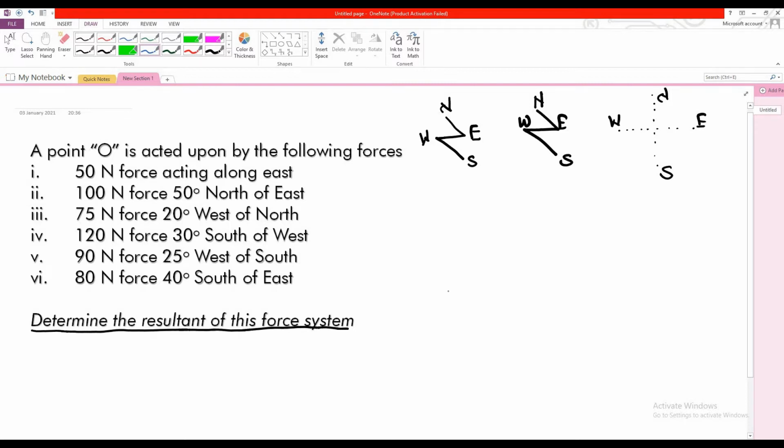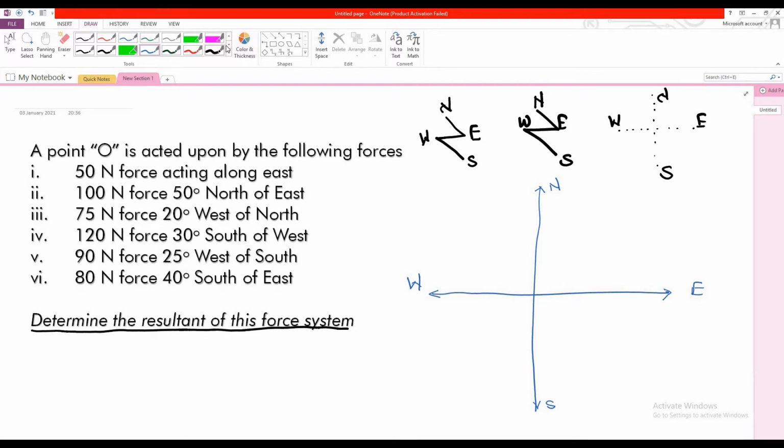Let's try to draw an XY axis system with notations of NEWS. And on this diagram, we will be putting all these forces. Okay, this is N, then this is E, then this is W, and this one's finally S. Now let's read each force one by one, and we will be putting the force in that specific quadrant or direction.